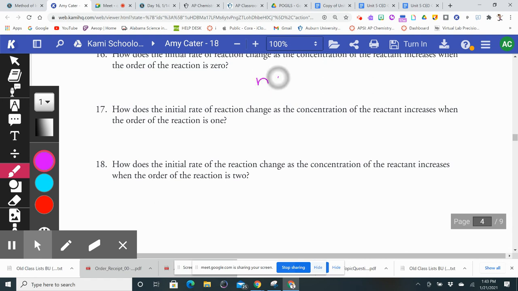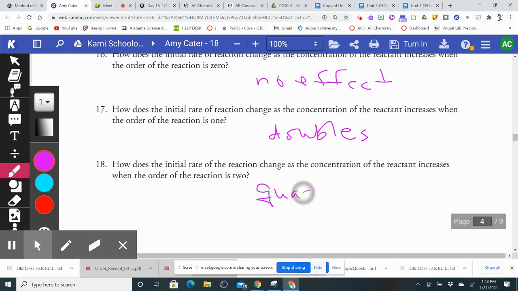And again, you need to put it in complete sentences. Don't just copy that. 17 doubles and 18 quadruples. Okay.